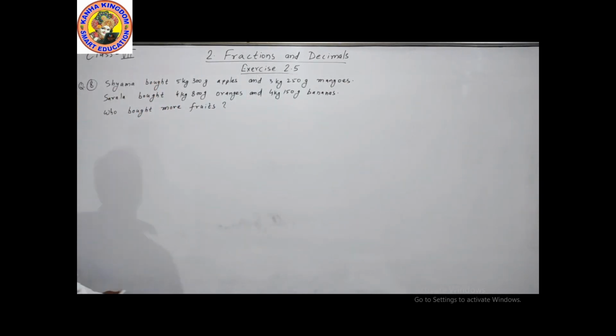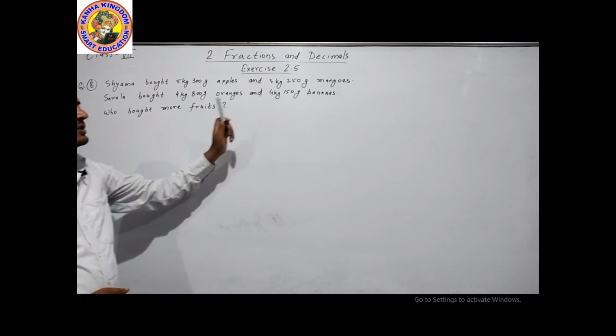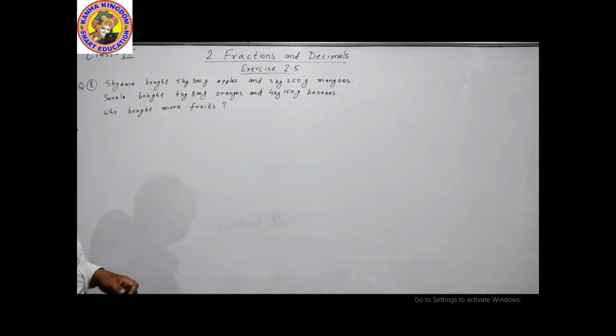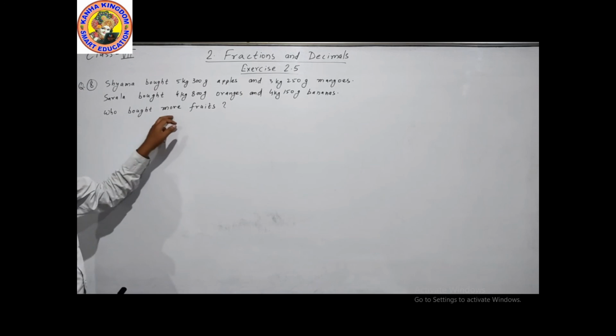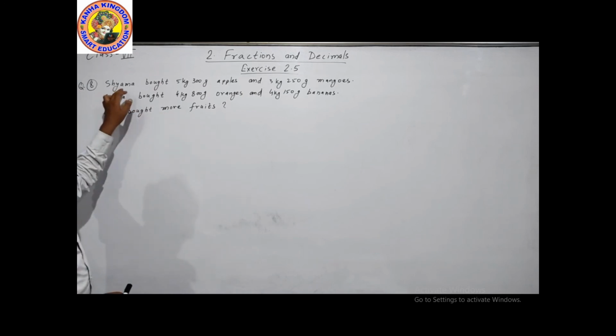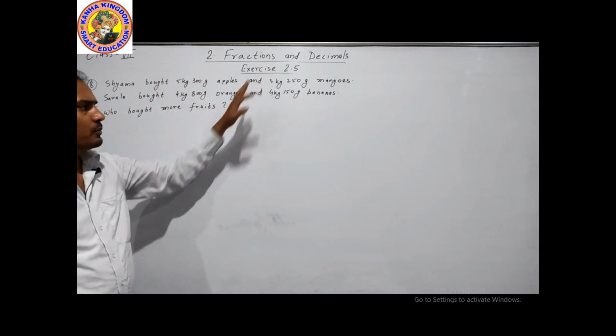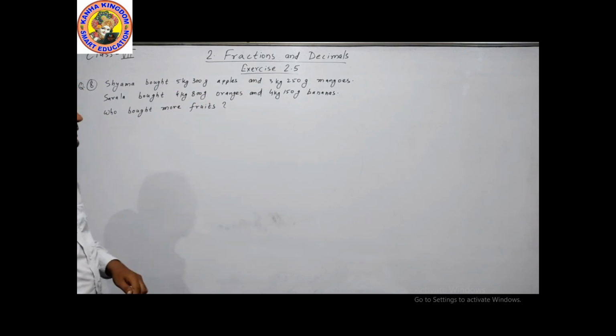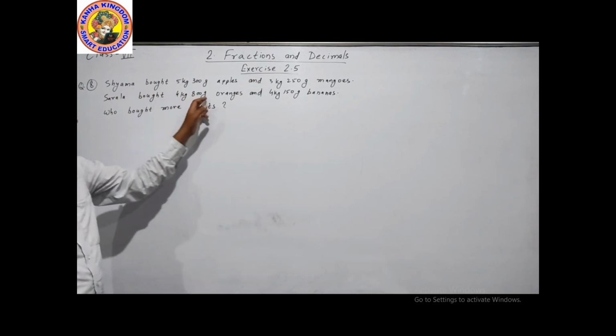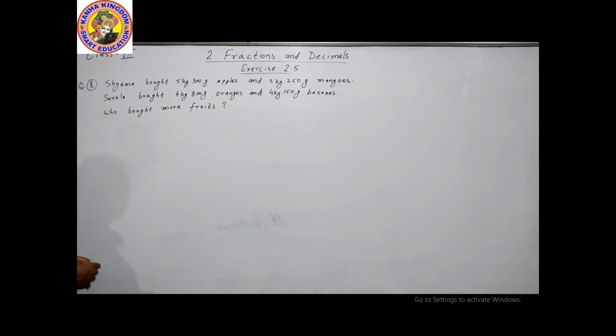Now our next question is: Shyama bought 5 kg 300 gram apples and 3 kg 250 gram mangoes. Sarla bought 4 kg 800 gram oranges and 4 kg 150 gram bananas. Who bought more fruits? Shyama bought 2 types of fruit. The total weight will be 8. Sarla bought 2 types of fruits. The total weight will be 8.